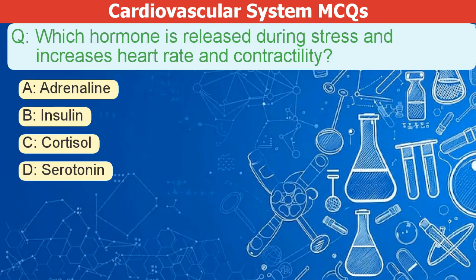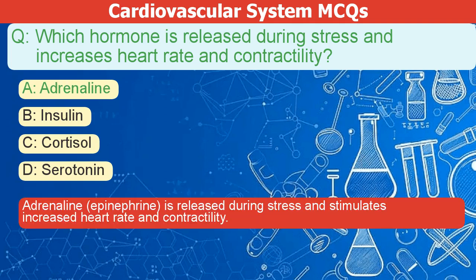Which hormone is released during stress and increases heart rate and contractility? A. Adrenaline. B. Insulin. C. Cortisol. D. Serotonin. The correct answer is A. Adrenaline, epinephrine, is released during stress and stimulates increased heart rate and contractility.